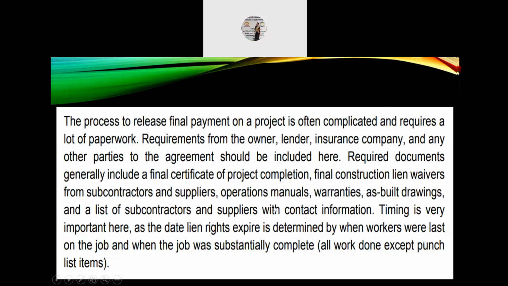Timing is very important here, as the deadline rights expire is determined by when workers were last on the job and when the job was substantially complete, that is all work done except punch list items.